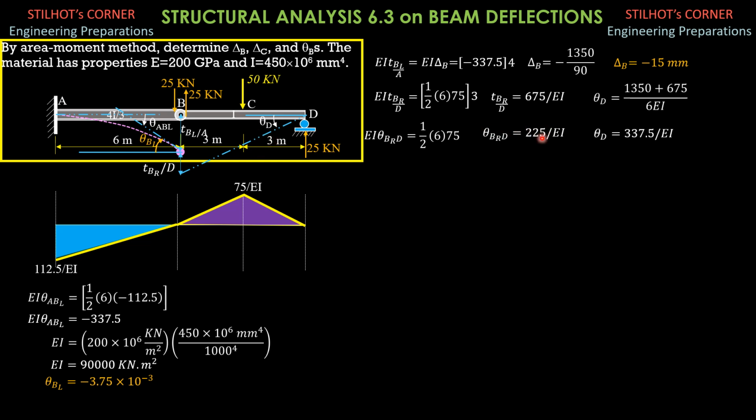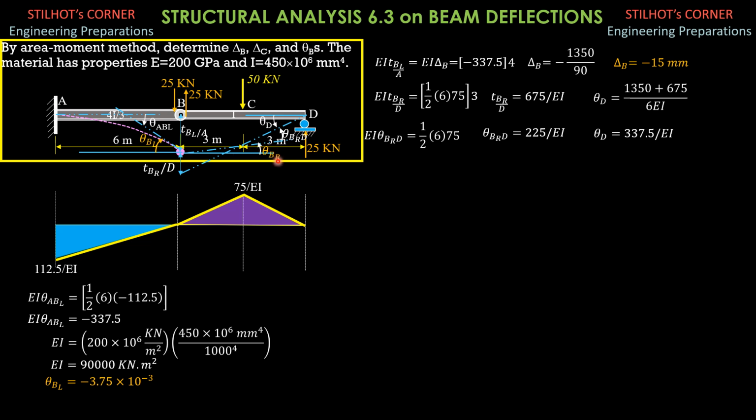Comparing with theta D, it is less than theta D. So therefore, the tangent at B right is above the horizontal, so that the angle between the tangent at B right and D would be closer and lesser than theta D as shown in the figure here. So this is theta B right D. And if you draw a horizontal line, from the horizontal line to the tangent at B right is counterclockwise. So that means the slope of the tangent at B right is positive.